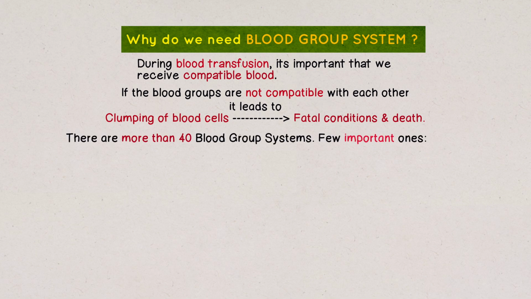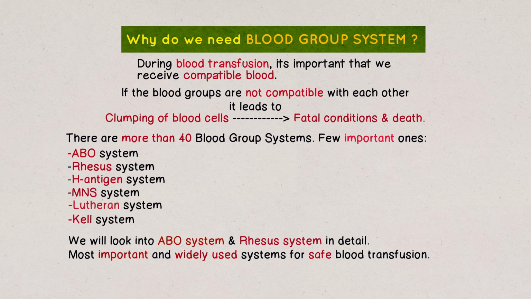There are around 33 different blood grouping systems recognized so far. Some important blood group systems are the ABO system, H antigen system, rhesus factor system, MNS antigen system, Lutheran system, Kell system, Duffy system, and Kidd system. Today we will discuss the ABO system and the rhesus factor system because they are the most important and widely used systems for safe blood transfusion.